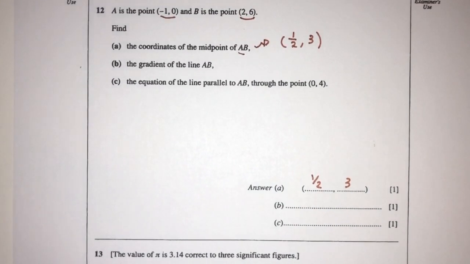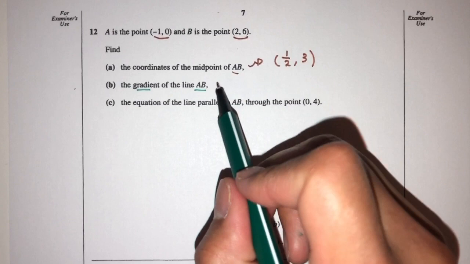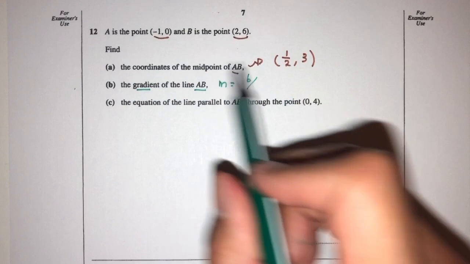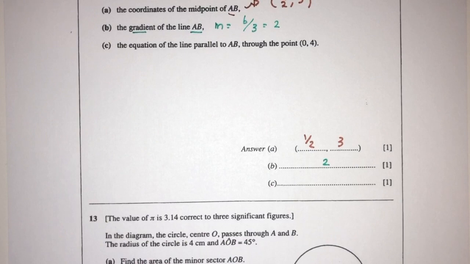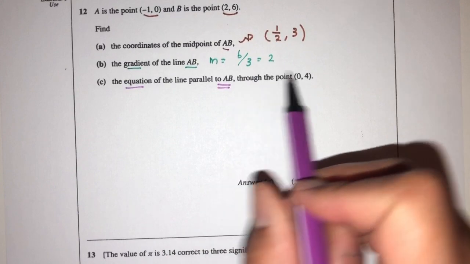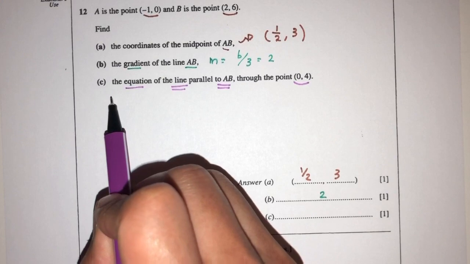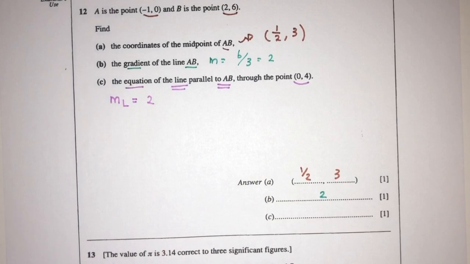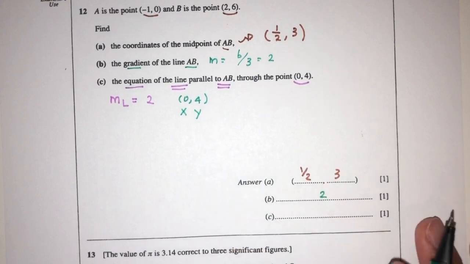Now for part B, we have to find the gradient of the line AB. So you use the formula, which is obviously y2 minus y1 over x2 minus x1. That should be 2 as your answer. Now for part C, we have to find the equation of the line which is in the same direction as AB, but goes through this point. Given that it is in the same direction, we understand that the gradient of this line is also the same as that of AB, which is 2. Now since we have a passing point of 0, 4, we can find the equation pretty easily.